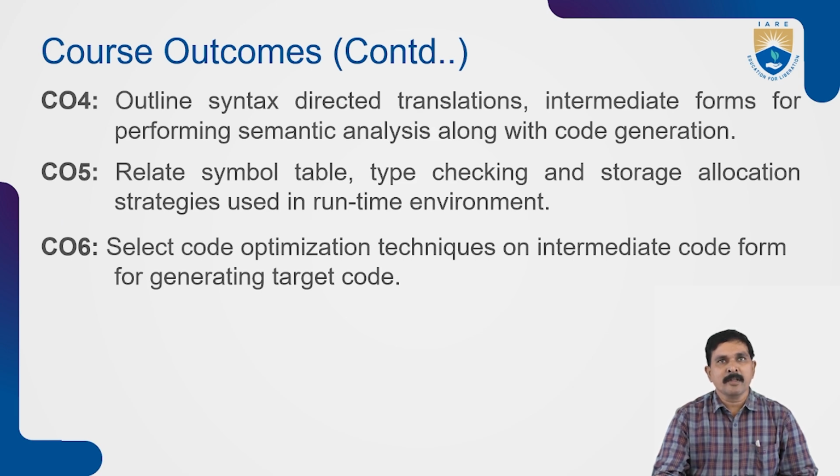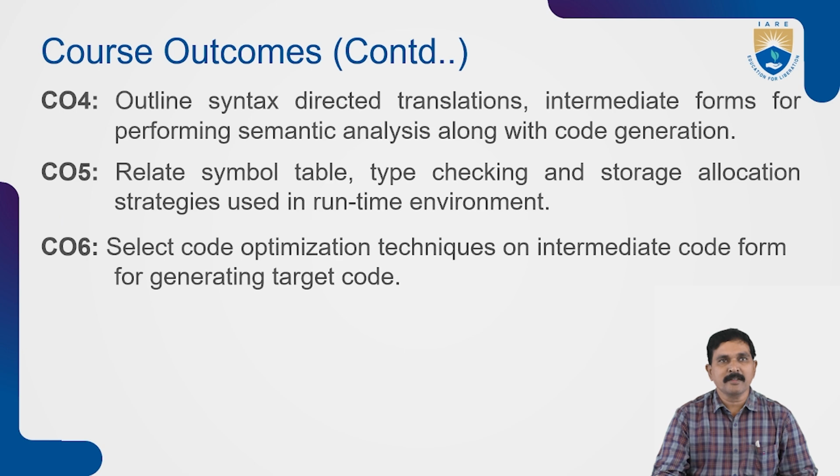After knowing the intermediate code in different forms like quadruples, triples, and everything, next we have to go for a very important thing: how the information will be stored and what different storage mechanisms are used. So how can we use the different storage mechanisms efficiently? With that idea, we achieve another course outcome, CO5. CO5 explains how to relate symbol table, type checking, and storage allocation strategies used in the runtime environment.